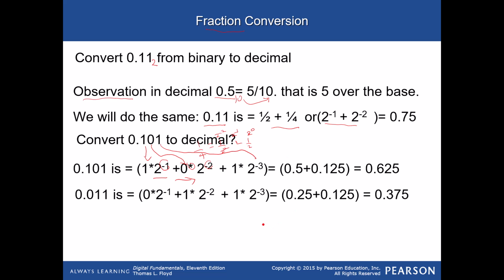Another example, 0.011, all of these in binary, and do the same thing. This is the first digit, and this one the second, and the third. We multiply by the base power, and we keep decreasing by 1 until we have 2 to the negative 3, and then we finally just add. This one of course is 0.